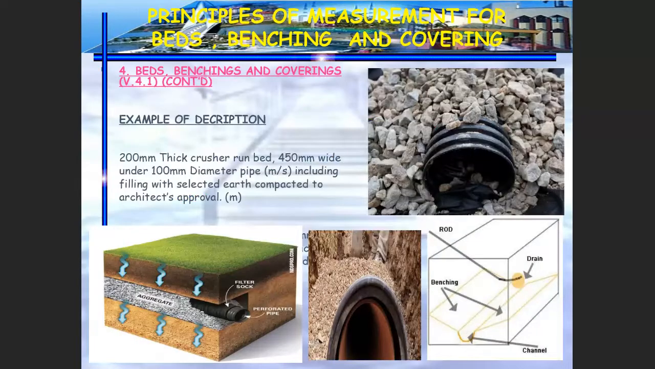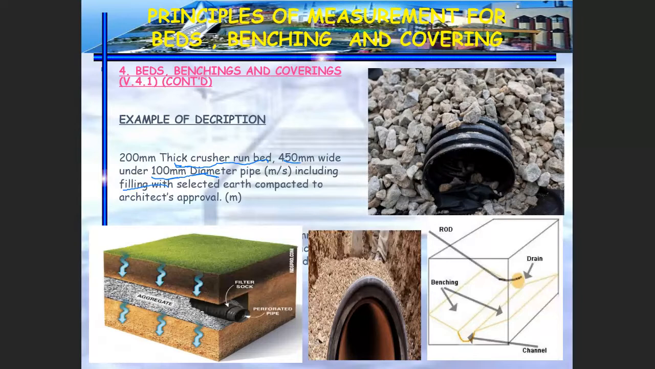Okay, so this is another example of the description. This is the detailed description: 200 mm nominal, 200 mm thick pressure run bed. And what is the width? Under what type of diameter pipe, including filling with the selected earth compacted. Why? Because the filling is not going to be measured separately. Look at the word, you can see the word backfill in the excavation. So we did not measure this one, the filling from the soil that has been excavated, separately.